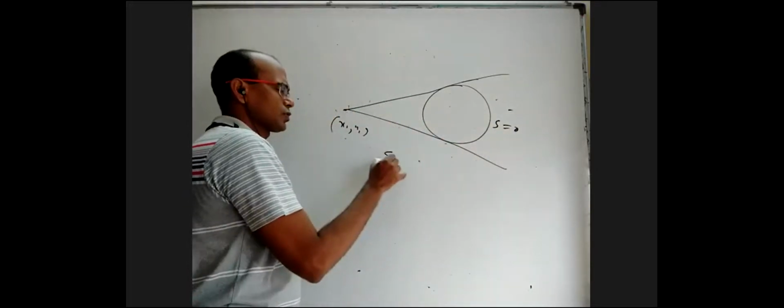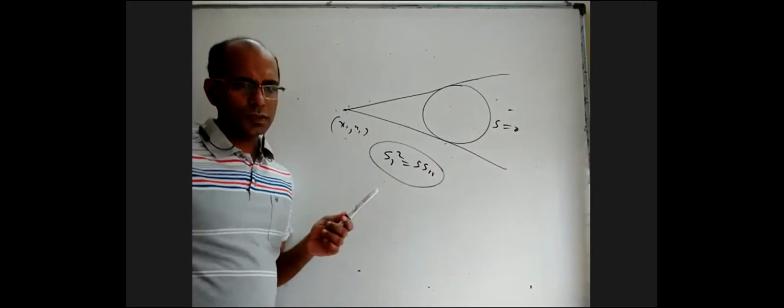Okay, so this is about... Now, if we take a circle from an external point, if we draw two tangents, okay. If this is x1, y1, and the circle is S equal to 0, the combined equation of these two is S1 squared equal to S into S11. There is a nice method for this only for circles.